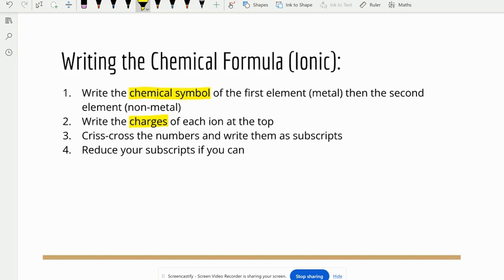We're going to do something called a crisscross. And I'll show you what that is in a second. So crisscross the numbers, write them as subscripts, which means small numbers on the bottom. And reduce your subscripts if you can. Let's try some examples.